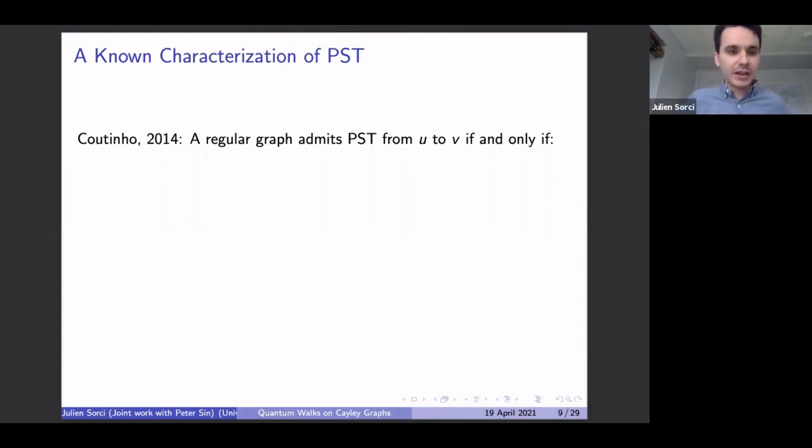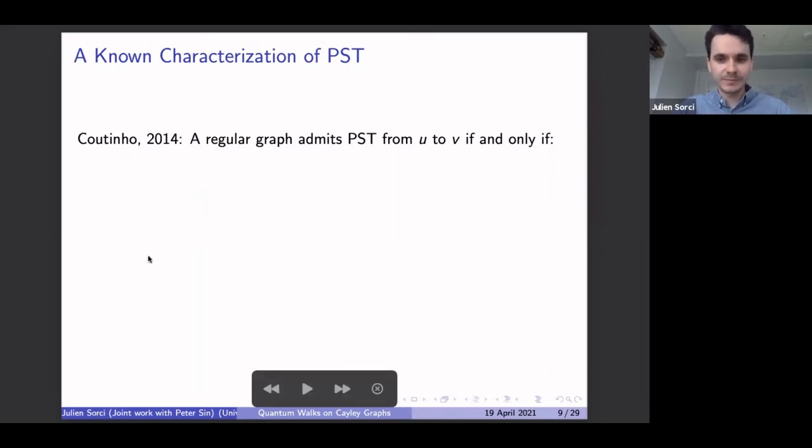And so there's a known result that I'll just quickly mention because we're going to be using it later on when we start talking about Cayley graphs. This came from Gabriel Coutinho's PhD thesis in 2014. He gave a nice characterization of when a graph admits perfect state transfer. And since we're only going to be looking at regular graphs today, I'll just be stating it in that case, since he gave a much more general result.